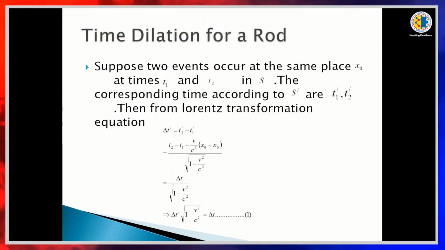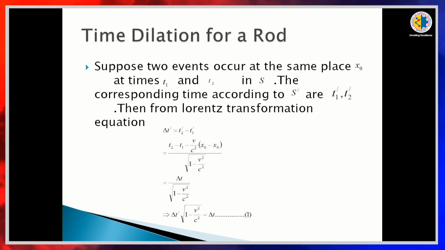After simplification we get t2 minus t1 minus v by c square into (x naught minus x naught), because here the same place is considered. So, instead of x2 minus x1, we write x naught minus x naught, because the same place is considered, whole divided by root over 1 minus v square by c square.